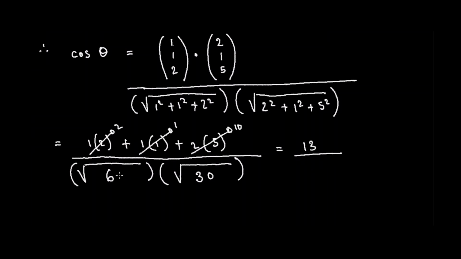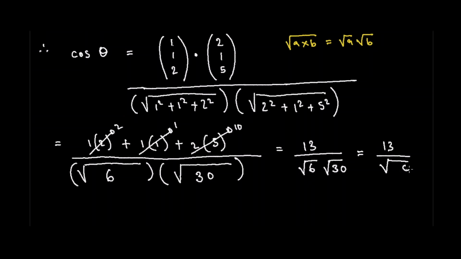Then the square root of 6 times the square root of 30, we can write it as just root 6 root 30. But you know from the laws of surds that you did in your O level that the square root of A times the square root of B is the same as the square root of A multiplying the square root of B. It means here you can put it as 13 over the square root of 30 times 6.